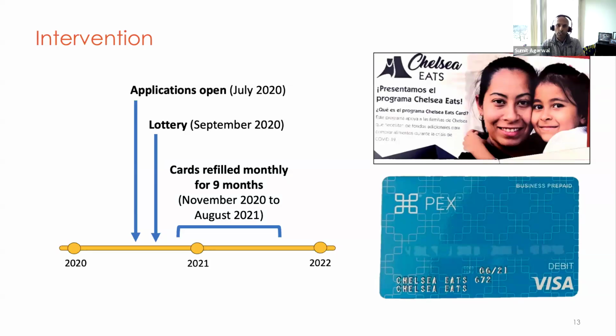They began accepting applications in July 2020. And because they had more applications than they had funding, they decided to allocate the cash cards by lottery, which happened in September 2020. And then the cards were refilled monthly for 9 months from November 2020 through August 2021.